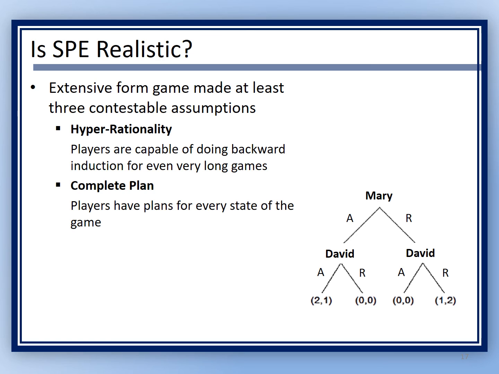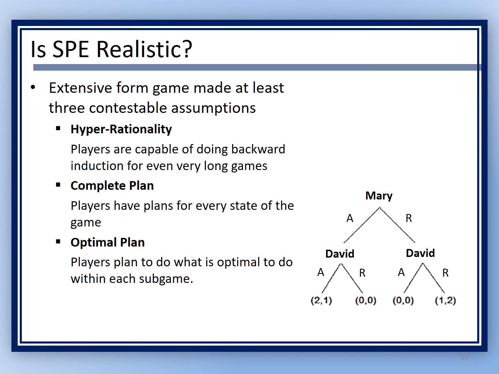Now this assumption is usually okay because we do not try to map out every single possibility in a game. Usually in a game, we have only the important decisions, and people do have plans for important decisions. So that might be okay. And finally, as we have mentioned, optimal plan. Players plan to do what's optimal within each subgame, and I've already explained. Empty threats do occur in reality, quite often, right?